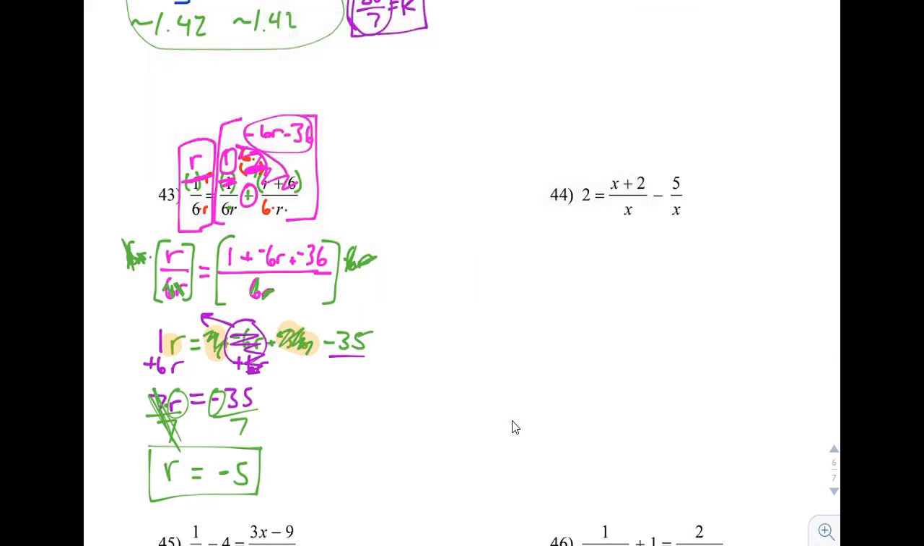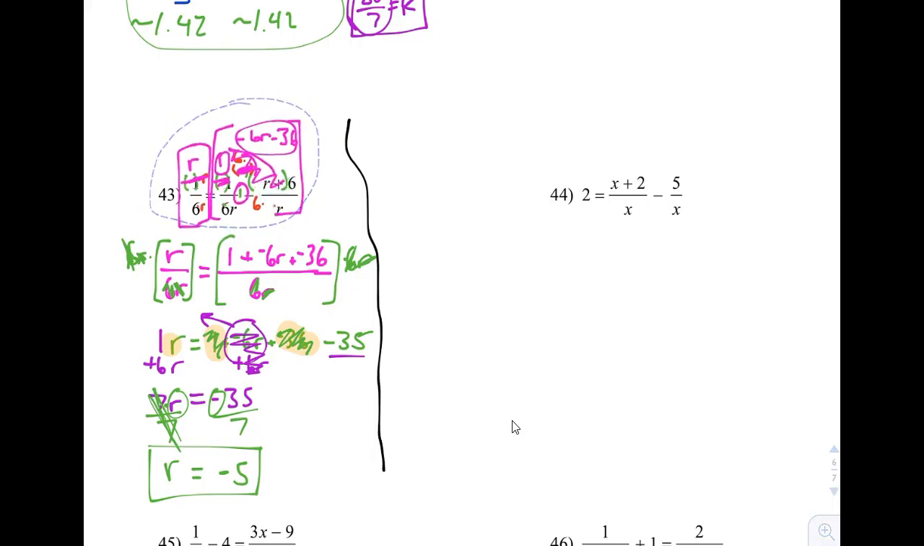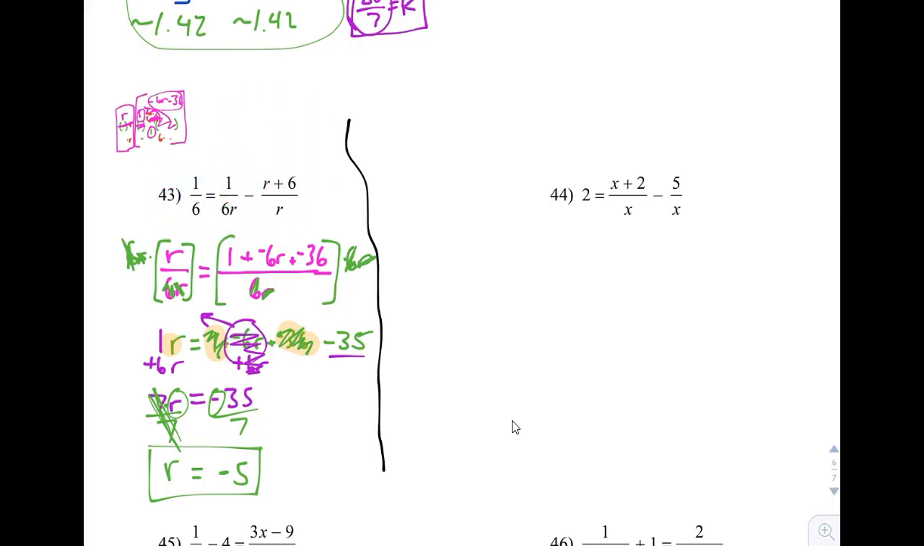So let's go ahead and choose a new color here. And we're going to plug that back in. Now, you may not have this special power that I have right here to pick up your work and just kind of shrink it in the corner. But look at that. -5 is going to get plugged into this problem everywhere we see an r. So we see an r here, here, and here.